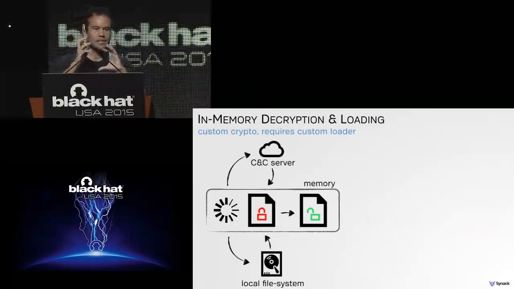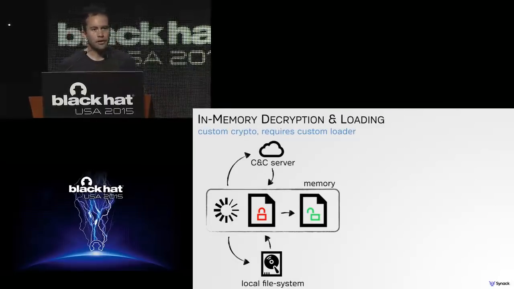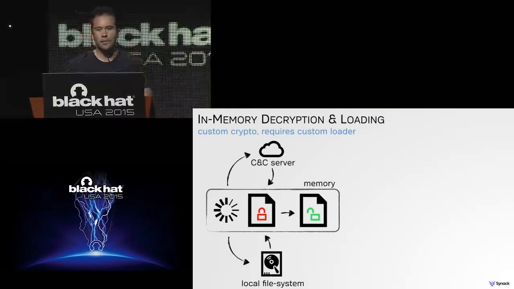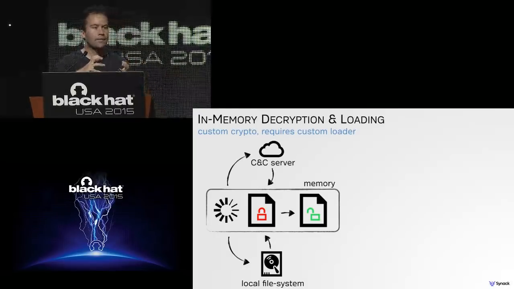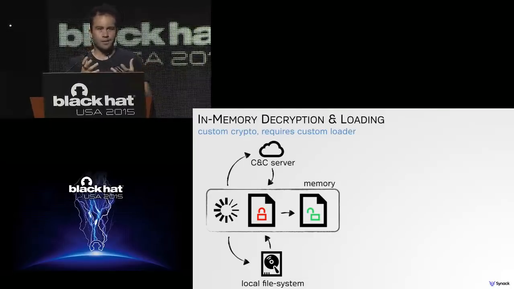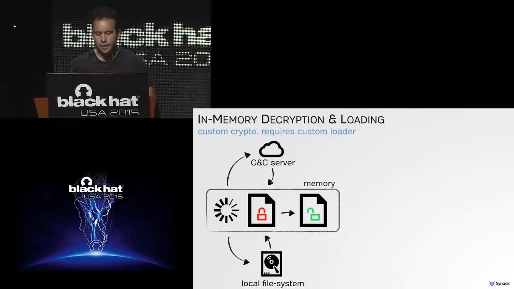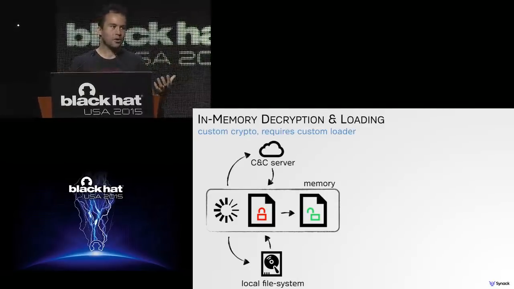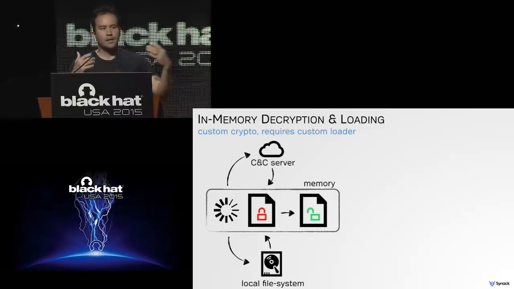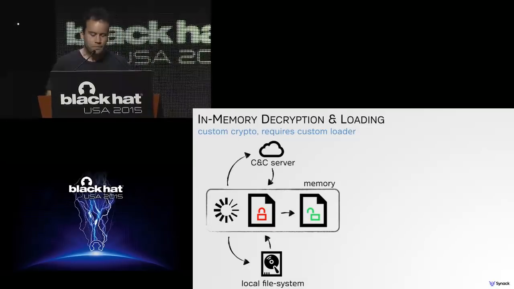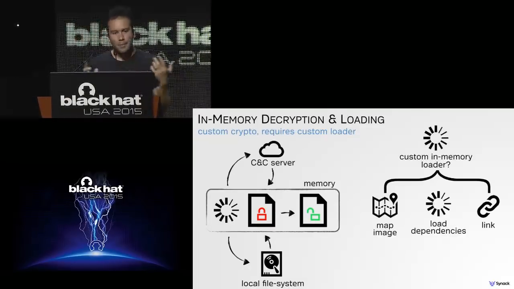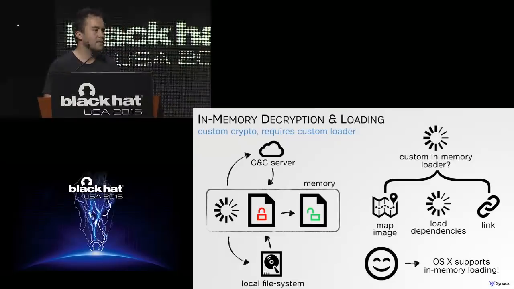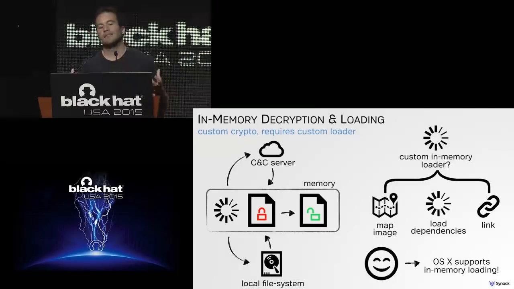All right, so now you have this custom environmentally encrypted blob that you're either storing on the file system encrypted or you're downloading just in time from a command and control server. Either way, you're going to have to write a custom loader because OS X is obviously not going to be able to automatically execute this binary. Now, normally, if you have to write a custom loader, you've got your work cut out for you. Some of us have probably written PE loaders for Windows malware or shellcode. You've got to do a bunch of things like mapping the image, loading dependencies, linking stuff in. This is a pain in the butt.